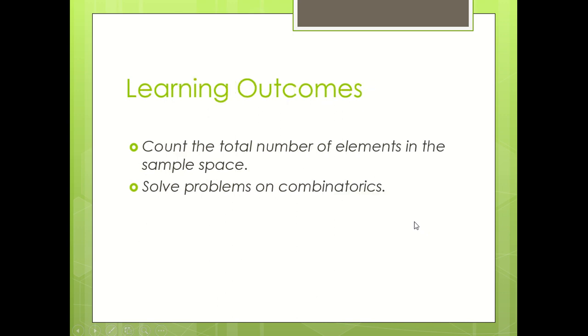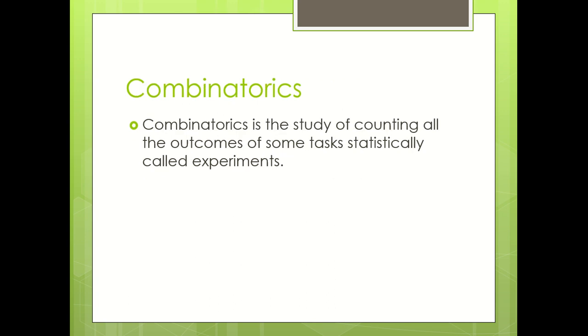For the learning outcomes, after discussing this module, you are expected to learn how to count the total number of elements in the sample space and solve problems on combinatorics. So, what is combinatorics? In some other books, they call this combinatorial analysis. It is the study of counting all the outcomes of some tasks, statistically called experiments. Sometimes these experiments are also known as probability experiments or simply experiments.